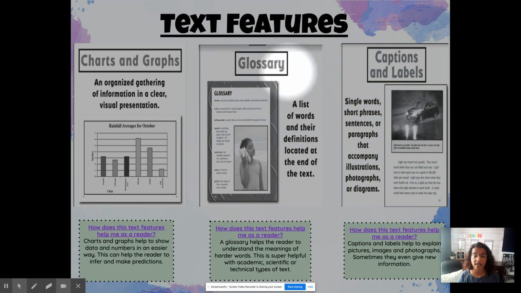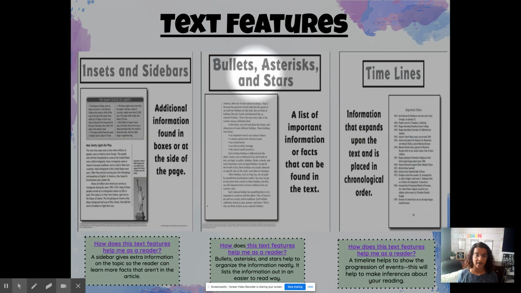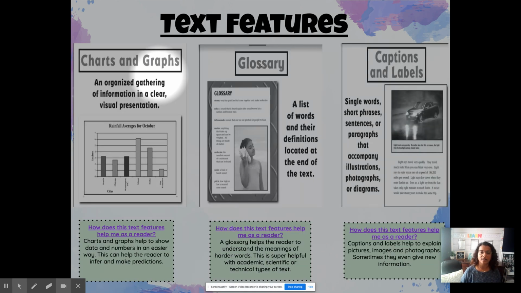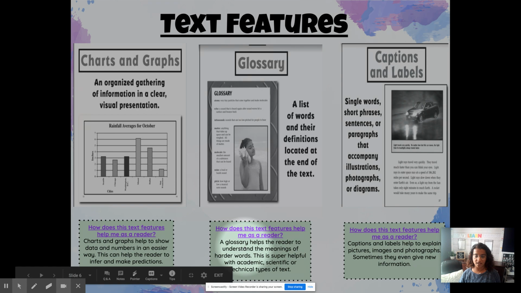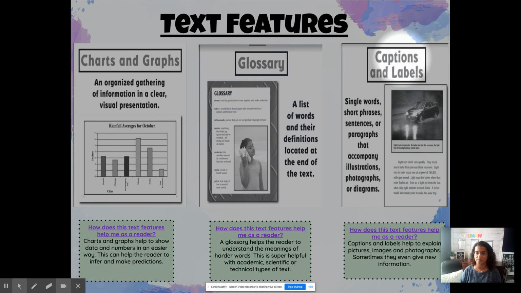I love a good glossary. A glossary is basically a list of words and their definitions. It's usually at the back of the book. Now, I will say there are some sidebars, we talked about sidebars, right? There are some sidebars that give you vocabulary words, and I love those too. So it's not exactly a glossary. It's kind of like a sidebar vocabulary. But a glossary is more like a whole list of words from the entire book at the very back of the book. How does it help you? Obviously, you understand the meaning of the word, which is very necessary in nonfiction.